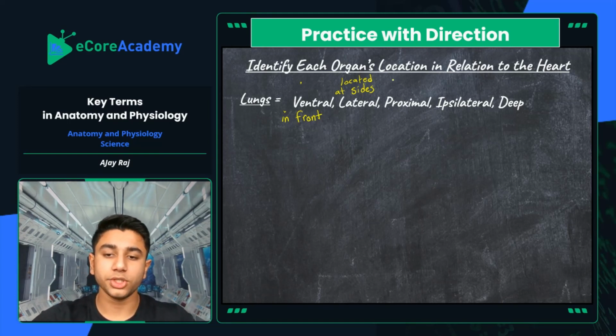Then you have proximal, which is close to. It is fairly close to, without comparison. Very close to. It's literally nearly touching the lungs itself. Then you have ipsilateral, which are located on the same median.